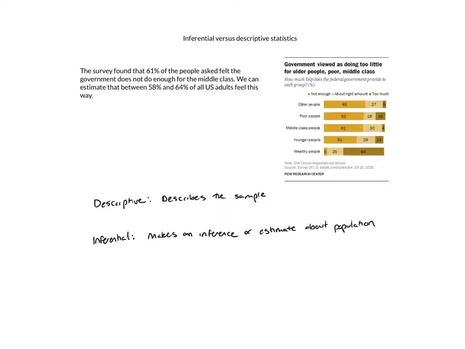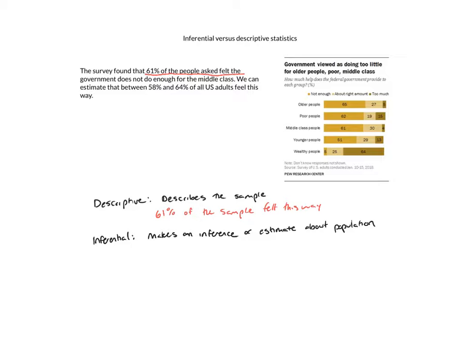So looking back up here, we can see that we have 61% of the people asked felt the government does not do enough to help the middle class. This is what we call a descriptive statistic. And it's descriptive because it describes what percent of the sample felt this way. So descriptive, once again, describes what the sample felt. And we can tell it's descriptive because it says 61% of the people asked, or 61% of the sample.